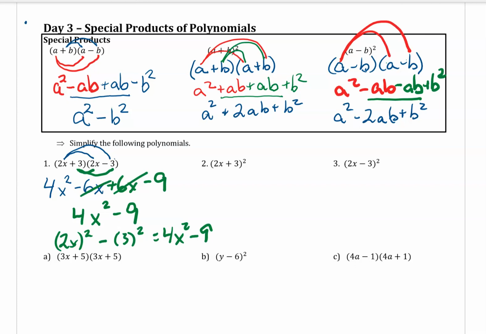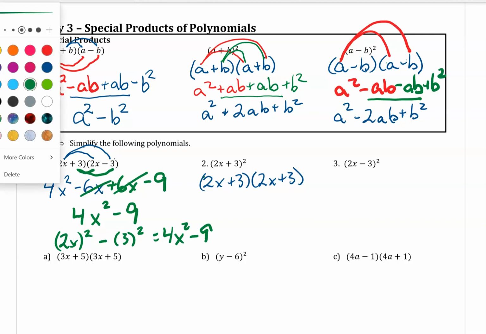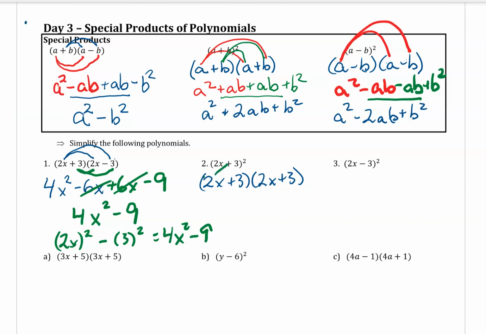Problem number 2. To start out, I really encourage you to write it out. Squaring means multiplying it times itself, and using your double distribution. So here, 2x times 2x is 4x squared. 2x times positive 3 is plus 6x.